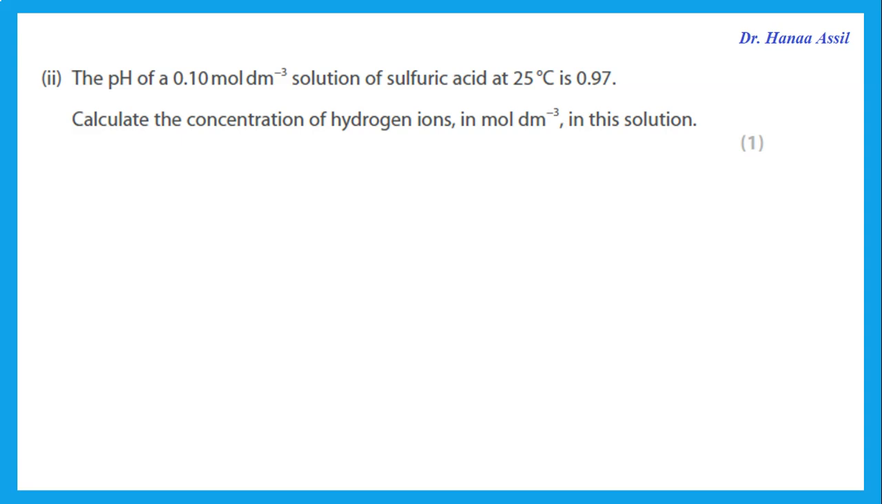The pH of a 0.1 mole per decimeter cube solution of sulfuric acid is 0.97. Calculate the concentration of hydrogen ions. How do we get concentration of hydrogen ions from the pH? Remember, concentration is 10 to the minus pH. So 10 to the minus of 0.97 is 0.107.